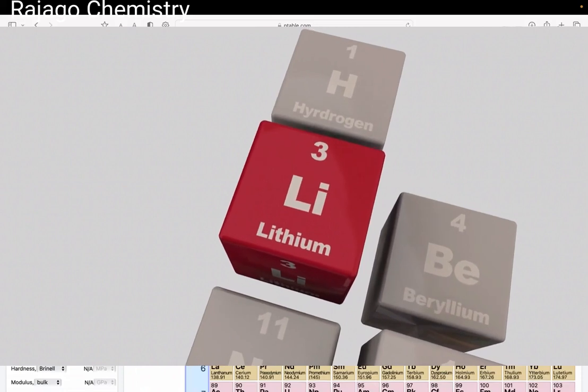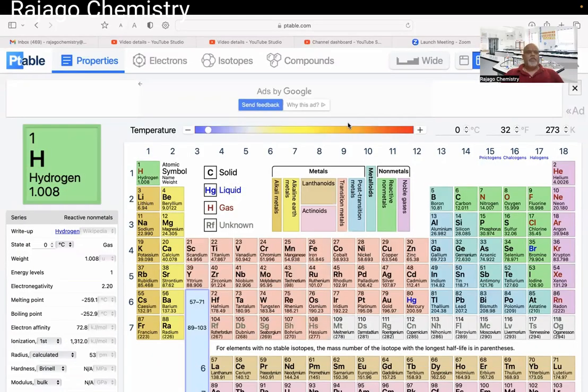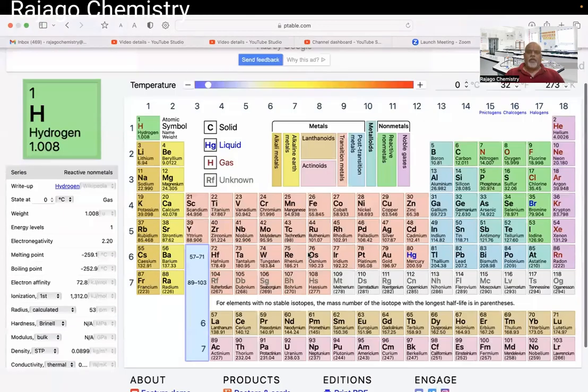Welcome all of you. Today we are going to look at the Ptable. I'm going to give you a tour of how to use the ptable.com site. Just go to www.ptable.com. It gives you a very good picture of the periodic table.